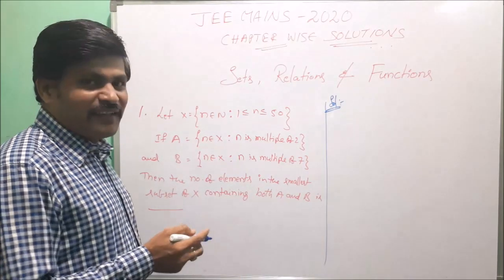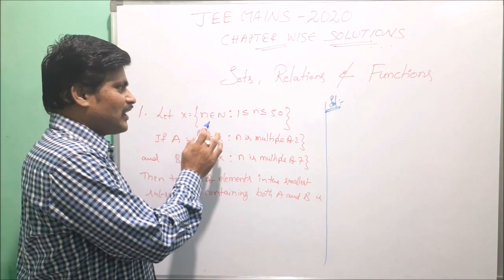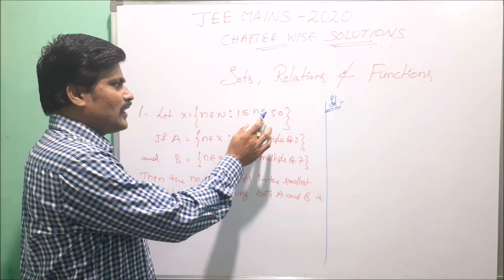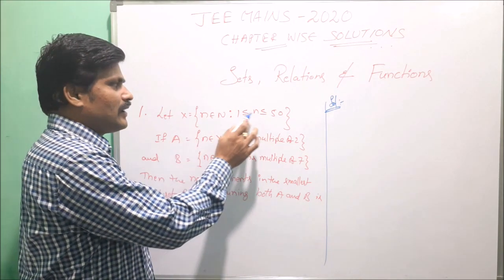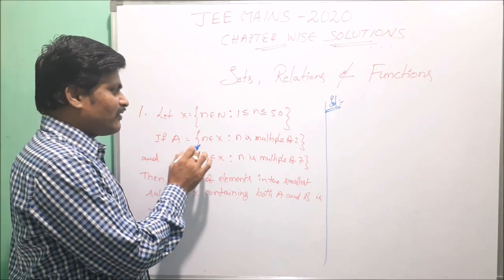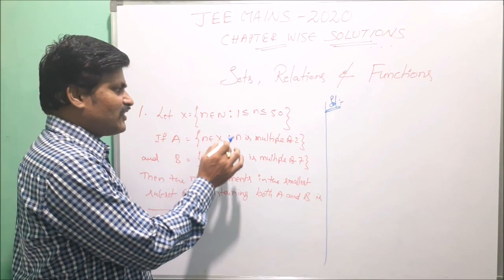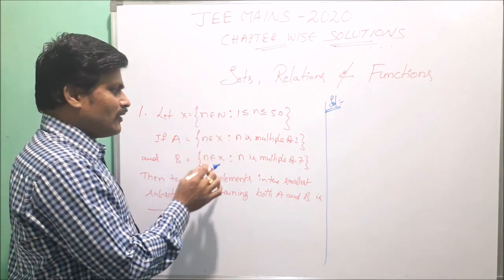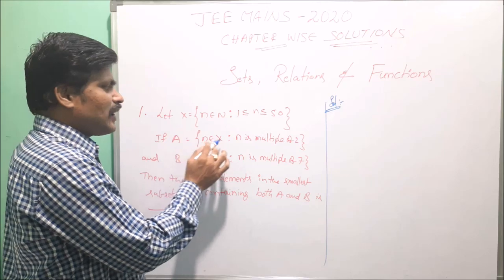Now the first question is, let X equals the set of n belongs to N, 1 less than or equal to n less than or equal to 50. Here the natural number n lies between 1 to 50. And if the set capital A is n belongs to X such that n is a multiple of 2. Here the first set n belongs to N, in second set A n belongs to X.